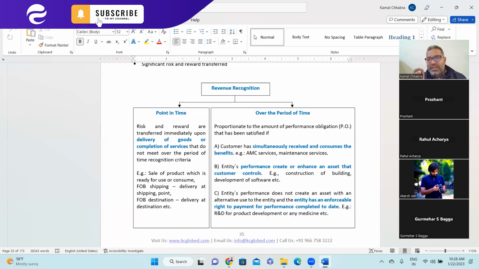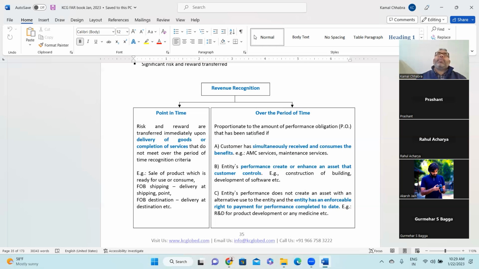That is, point in time is a residual way. Make sense? Always first we need to look at the over-a-period-of-time criteria. If the over-a-period-of-time criteria is matching, then you need to recognize the revenue over a period of time. If it is not matching, then automatically it falls into the point in time criteria. Make sense? Yes? No? Yes, sir. So as a CPA, we need to look at the over-a-period-of-time criteria first. If that is not matching, then the residual is point in time.